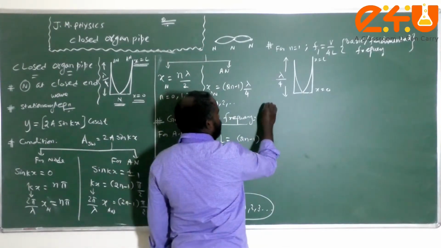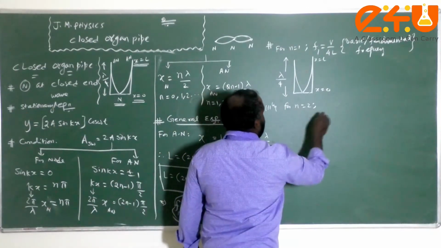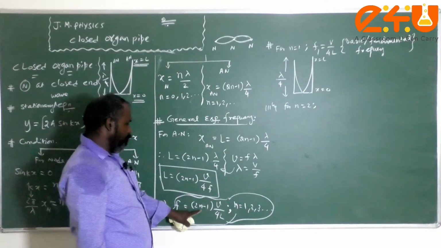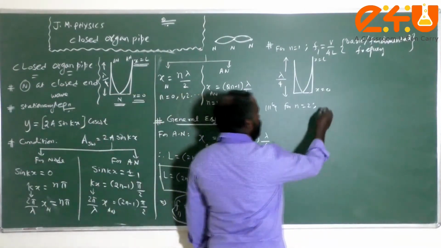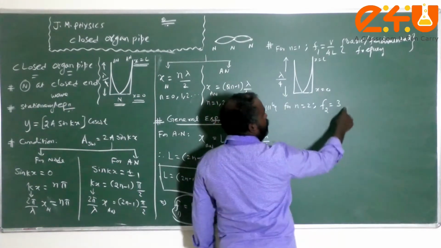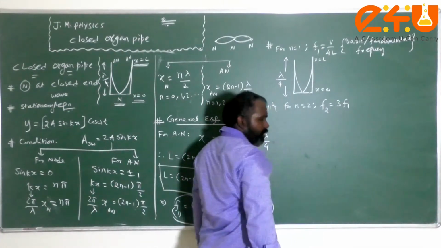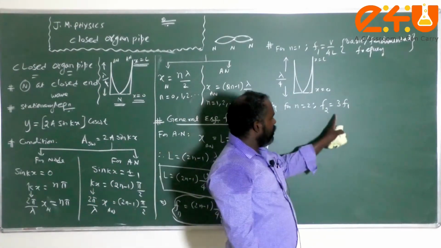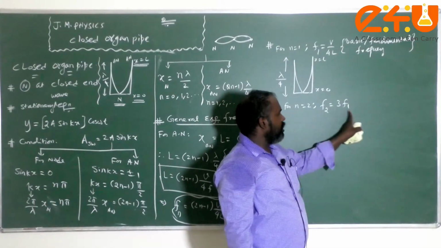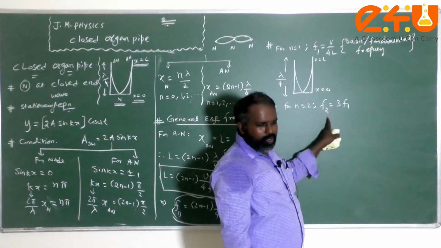Similarly, for n is equal to 2, what will I get? N is equal to 2 means 4 minus 1, 3 I will get. Therefore, F2 is equal to 3 times V by 4L, that is, V by 4L is nothing but F1. If any frequency is written as a multiple of the basic frequency, then this corresponding frequency is called an overtone.